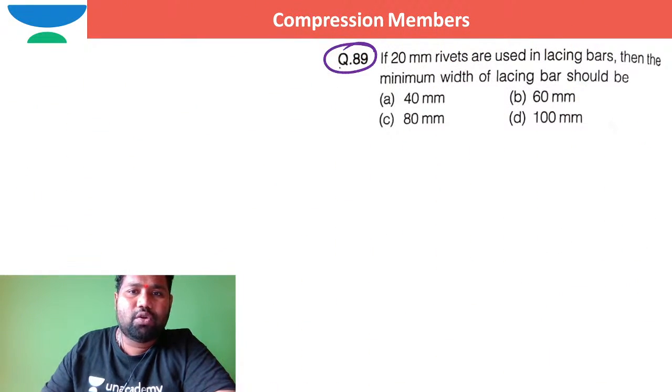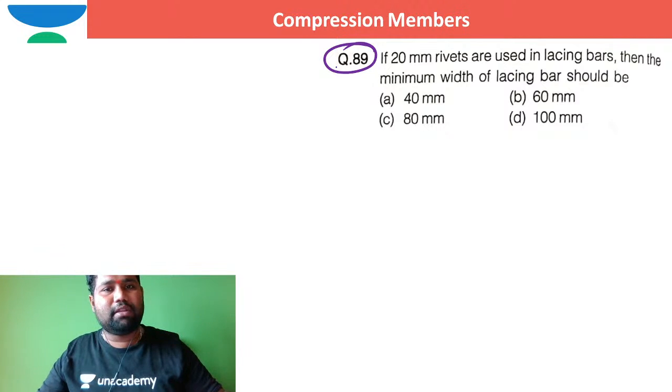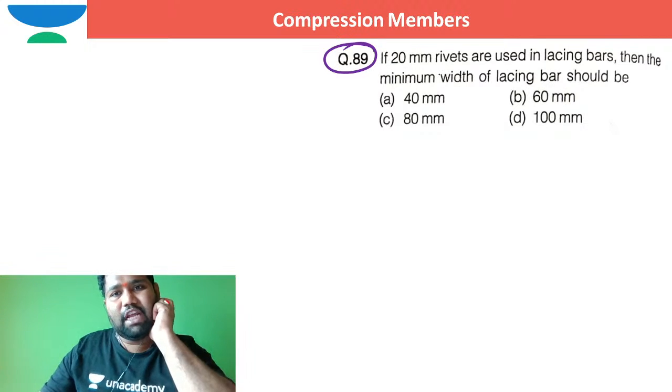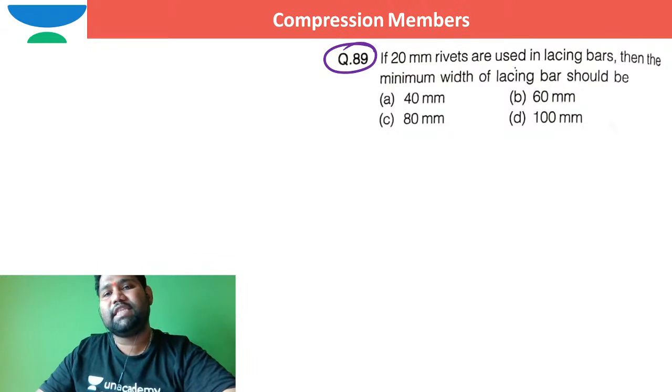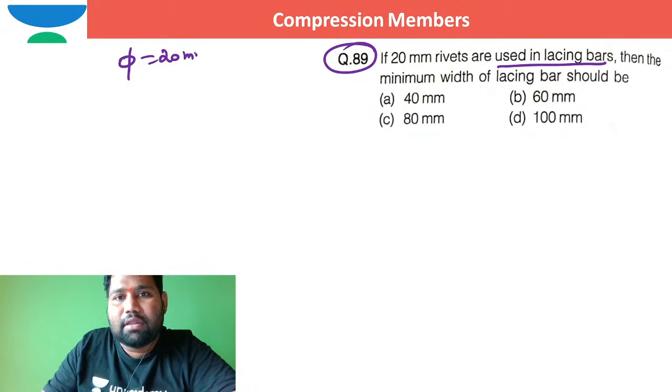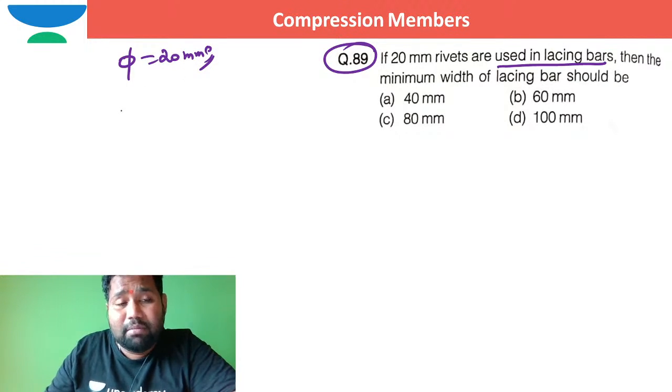So coming to the next question, I hope you are able to see the next question, brother. So can you see this next question? Right. So if 20 millimeter rivets are used in lacing bars, if the nominal diameter of rivets is 20 millimeter, brother, then what is the minimum width of lacing bars? So what is the minimum width of lacing bar that I need to use? Is there any clause as per old code or new code?